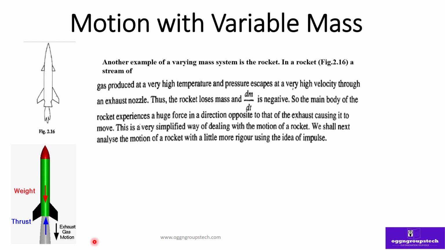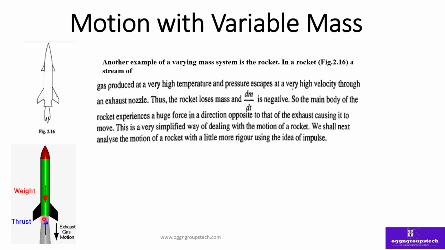These are the same only, but this is a colorful diagram, and the values to be measured in these concepts are being mentioned. So that's the reason I have just taken this diagram. Now here in this case, as I said, in a rocket a stream of gas is produced. This gas is of very high temperature and pressure, and it escapes at very high velocity through the exhaust nozzle, through which the gas is being expelled with a high velocity.